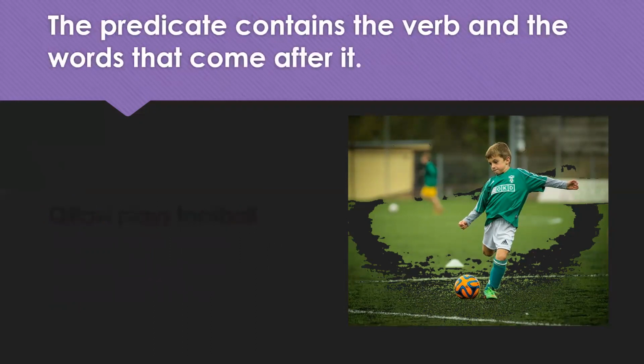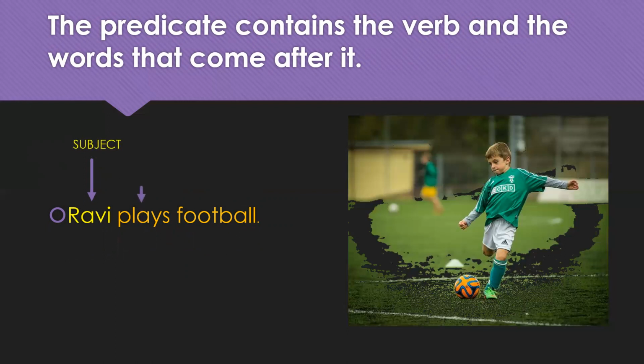Got it? The predicate contains the verb and the words that come after it. For example, Ravi plays football. Ravi, of course, is the subject, and plays football is the predicate, which contains the verb and the words that come after it. So plays, which is the verb, and football, which is the word that comes after it.